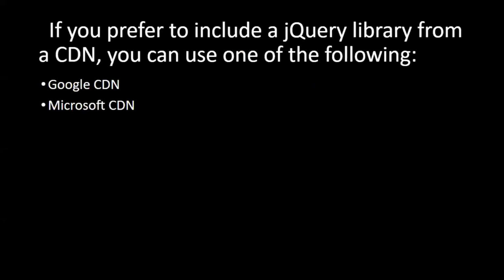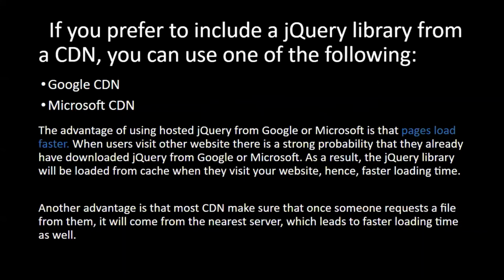callback. So if you prefer to include a jQuery library from a CDN, you can use one of the following. You can use either the Google CDN or the Microsoft CDN. The advantage of using hosted jQuery from Google or Microsoft is that pages load faster. When users visit other websites, there is a strong probability that they have already downloaded jQuery from Google or Microsoft. As a result, the jQuery library will be loaded from cache when they visit your website. Hence, it results in a faster loading time.